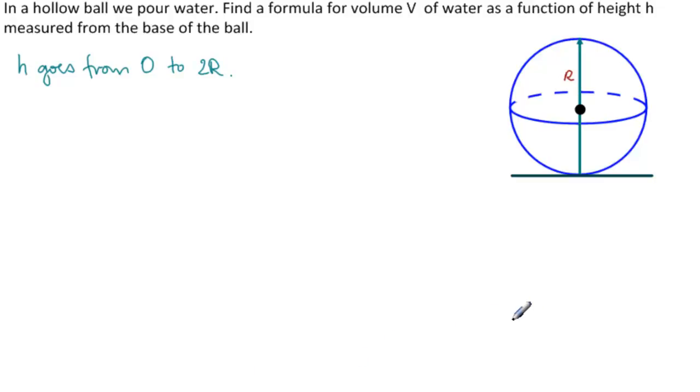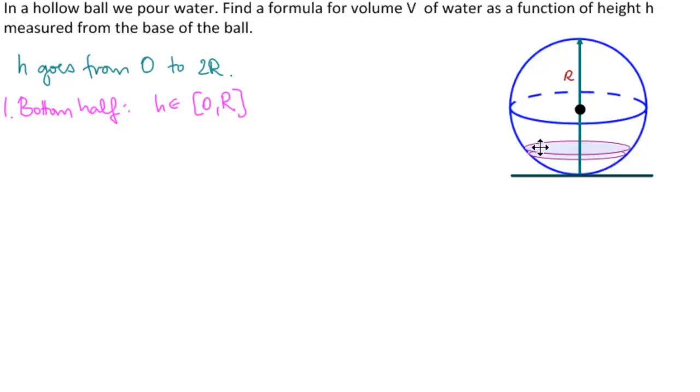Now the trouble is that it's a nice one formula at the end, but you have to work it in two parts. You have to work the bottom half and you have to work the top half. So we're going to start with the bottom half. That means H is going from 0 to R. And let's put in a volume element.